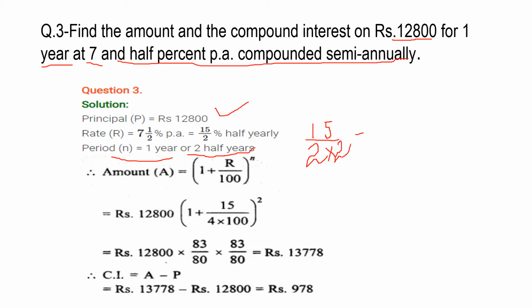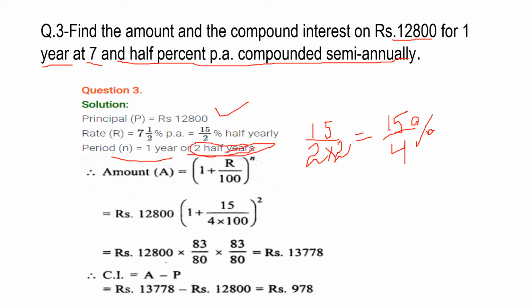That would be 15 by 4 half yearly, right? 15 by 4. Now the new rate is 15 by 4%. Time is given to you as 1 year, so you have to multiply the time by 2. It would be 2 half years.